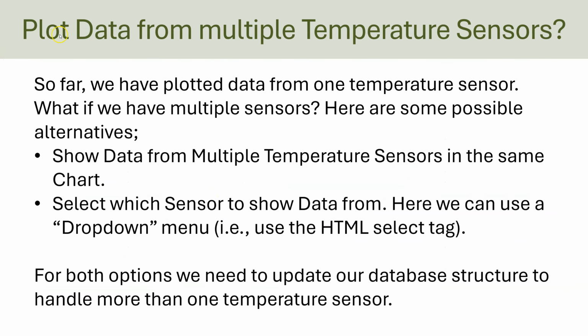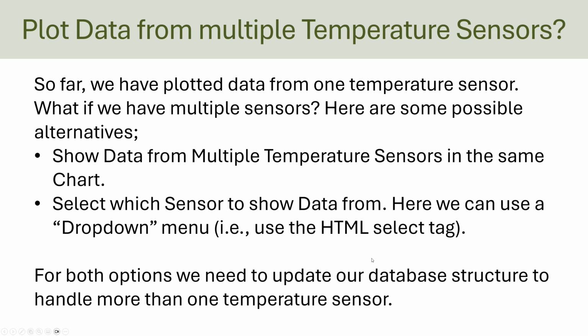So assume we want to plot data from multiple temperature sensors, or it could be other types of sensors or other kinds of information. Then we have 2 different options. We can show data from multiple temperature sensors in the same chart, or we can create a drop-down where we select which sensor we want to show in the plot.